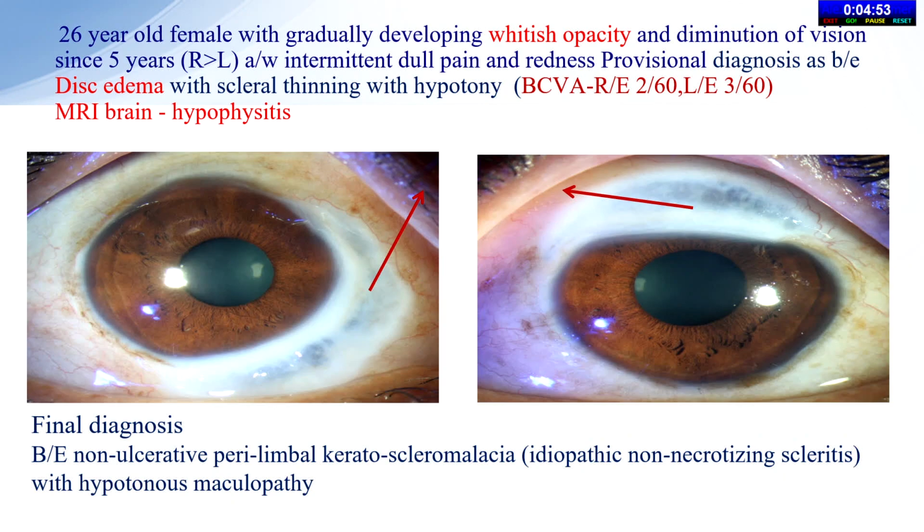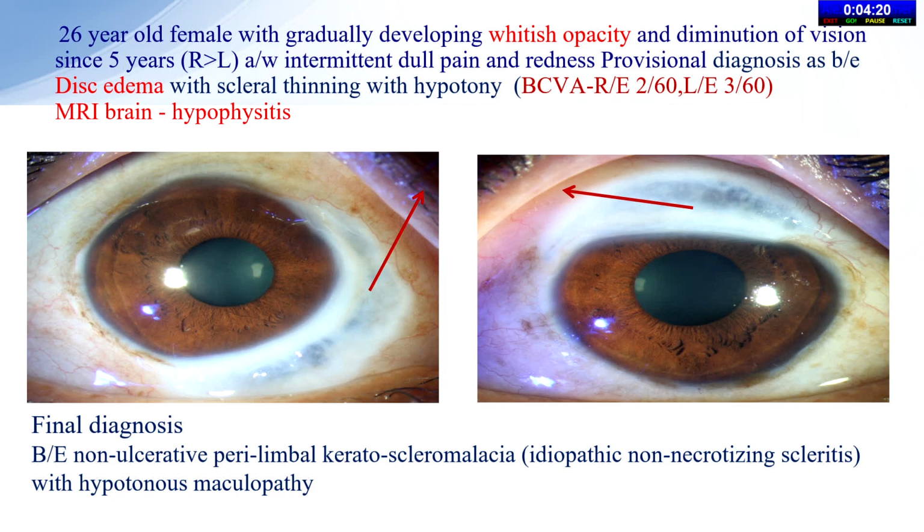This is another unusual case, a 26-year-old female who had a gradually developing whitish opacity and diminution of vision. She gave a history of 5 years. She had intermittent dull pain and redness. Provisional diagnosis was difficult. She had disc edema with scleral thinning and hypotony. So there was some kind of a communication and a leaking of the fluid from the eye. And her vision was 2/60 in the right eye and 3/60 in the left eye.